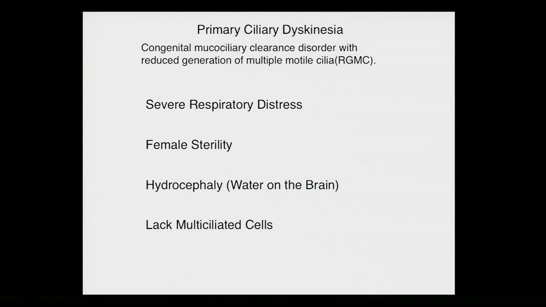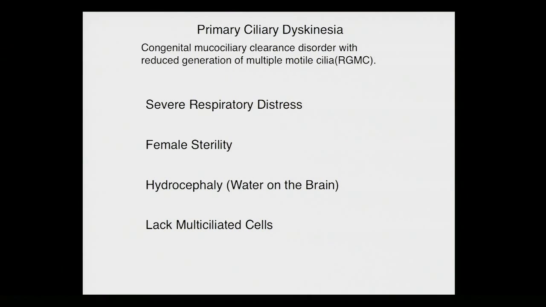Now I want to end by telling you something about a recent finding in our laboratory, and this has to do with a special form of primary ciliary dyskinesia, where the patients are born with all these symptoms: severe respiratory distress later on in life, they're sterile, water on the brain. But unlike other forms of PCD, these patients don't just have non-moving cilia, they just don't have any cilia at all.